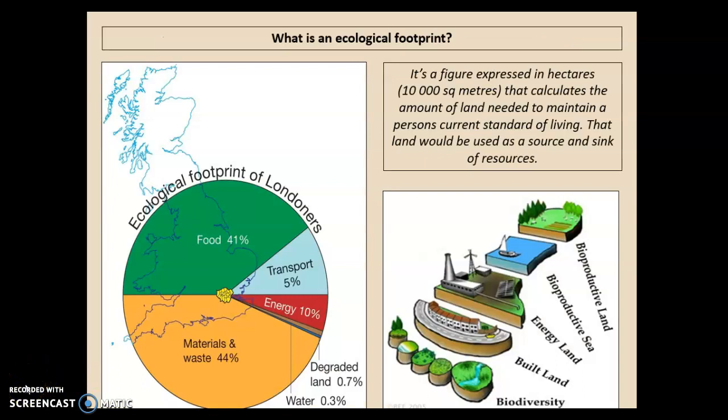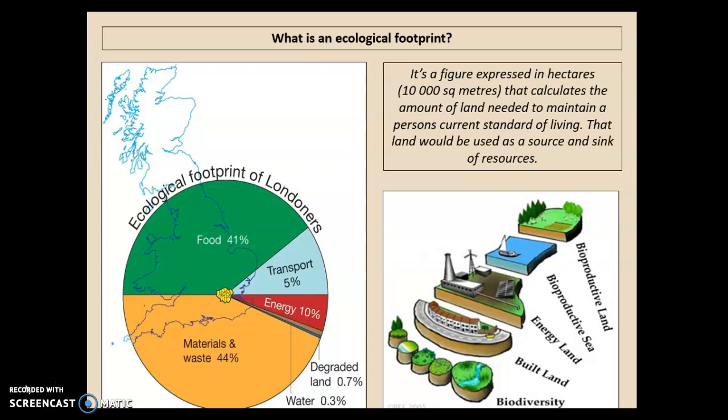Okay, so hopefully you've had a little think about those indicators. For the purposes of this IB course in geography, the one that we're really interested in is this ecological footprint here. It's on the next slide. It's expressed in hectares, which is a measurement of land from the olden days, and it calculates the amount of land needed to maintain your current standards of living.